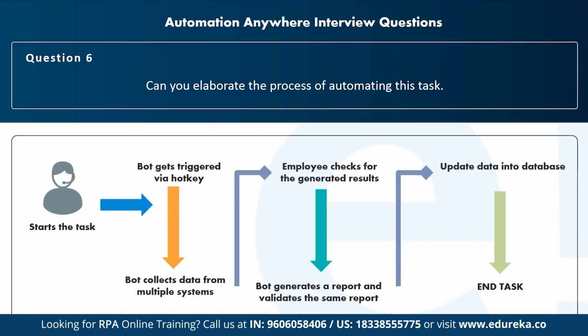That is basically an employee can just start the task and then trigger a bot via hotkey. After that, the bot can collect information from multiple systems, check for the generated results, and then the bot will finally generate a report and validate the same report and then finally update the data into the database, right? So this is how you can automate simple to complex tasks and make sure that employees can use their mind in a better way for a company.